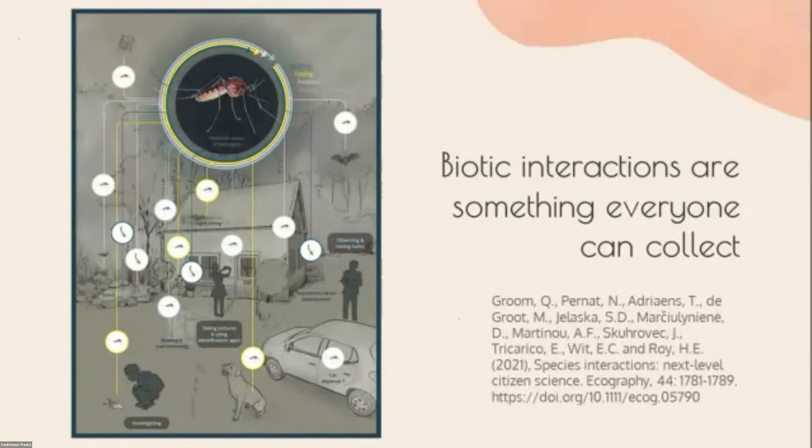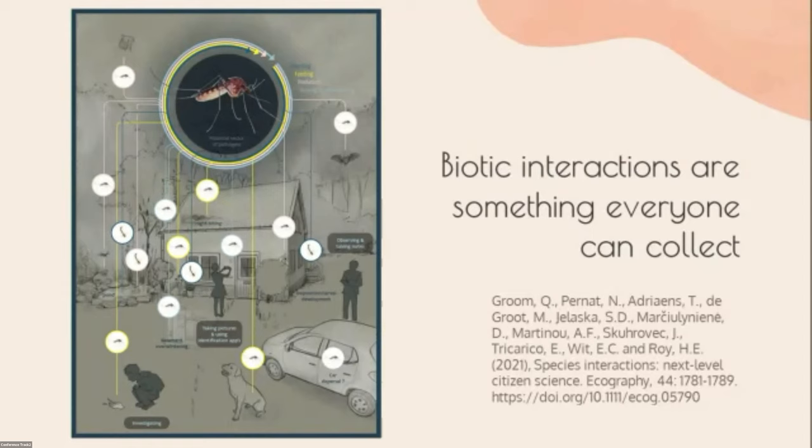So we had a project that's still running, still a little bit left to go, where we were looking at citizen science and how citizen science can inform invasive species management. And one of our examples was mosquitoes. At the top, mosquitoes are wonderful. They have amazing numbers of interactions with other things. So birds eat mosquitoes, bats eat mosquitoes, but also mosquitoes feed on birds and feed on mammals as well.